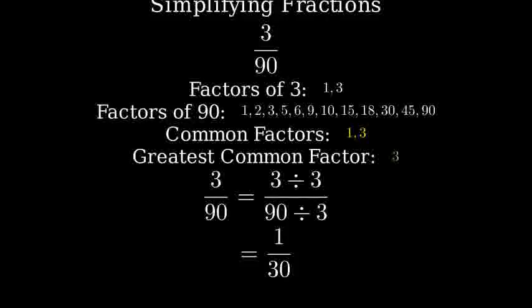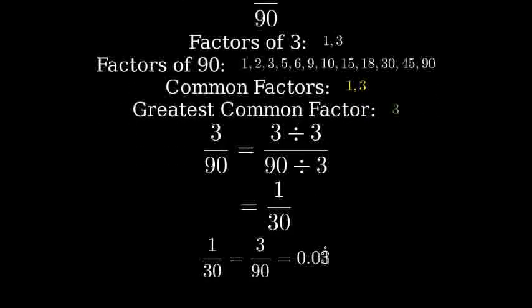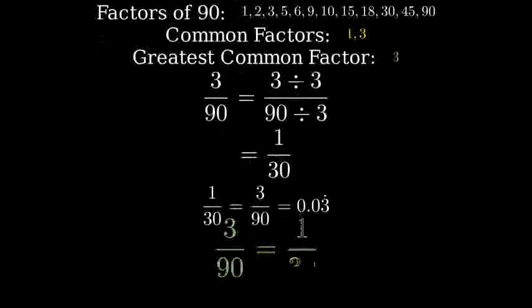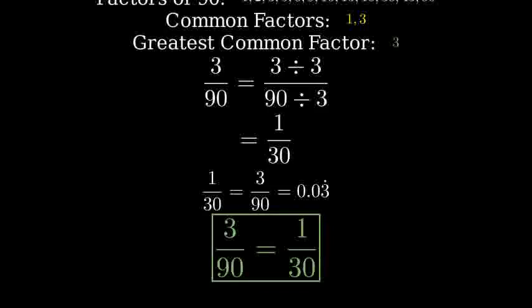Let's verify our answer is correct by converting our simplified fraction back to a decimal. 1 divided by 30 equals 0.033 repeating, which is the same as 3 divided by 90. Therefore, 3 over 90 simplifies to 1 over 30.